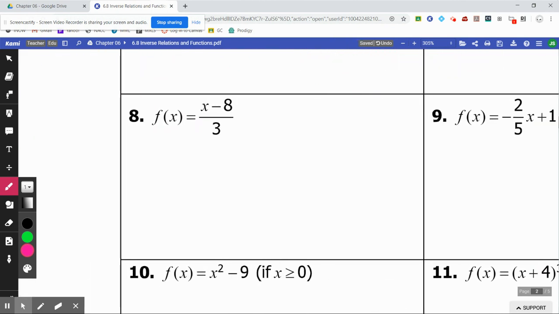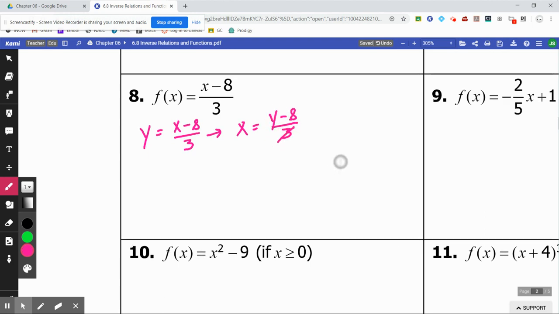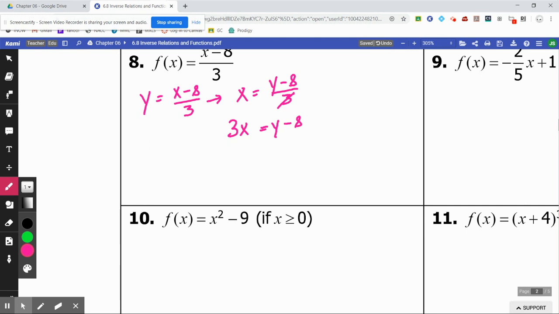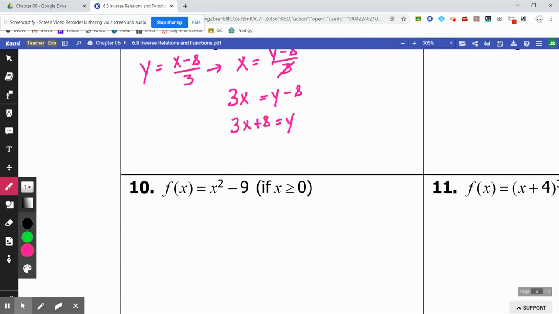Number 8, you have y equals x minus 8 over 3. So the inverse of that would be x equals y minus 8 over 3. To get rid of the 3, we're going to multiply. Since the whole side is being divided by 3, gives you 3x equals y minus 8. We now move the minus 8 over and you get 3x plus 8 is equal to y. So now you can replace that with f inverse. The f inverse would equal 3x plus 8.